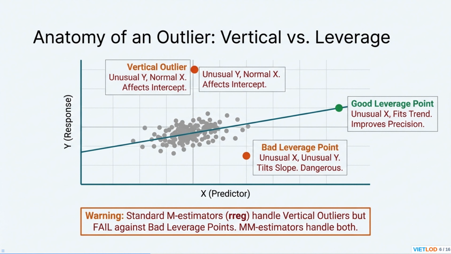Then we have leverage points, which are observations with unusual x values. A good leverage point maintains the overall trend and, surprisingly, can even improve the precision of our slope estimate by extending the range of our predictor.